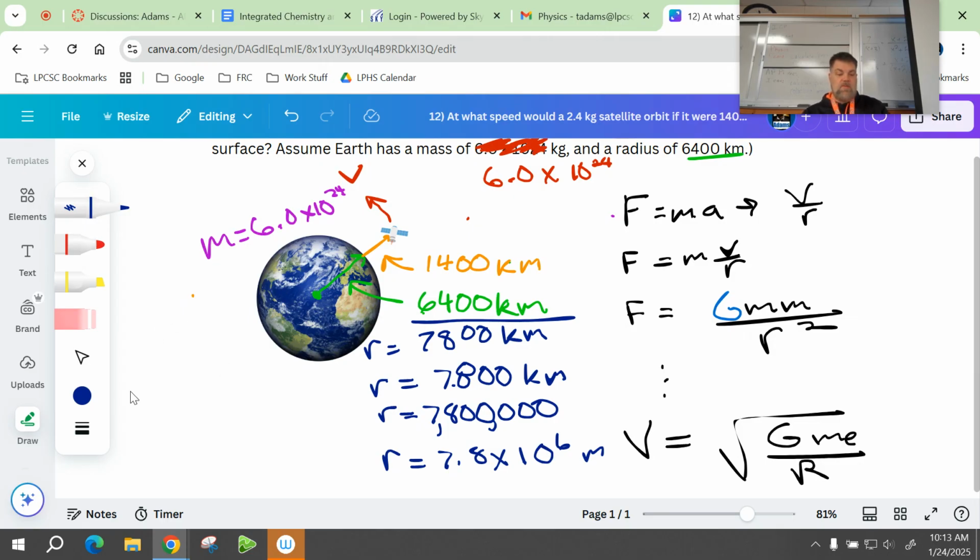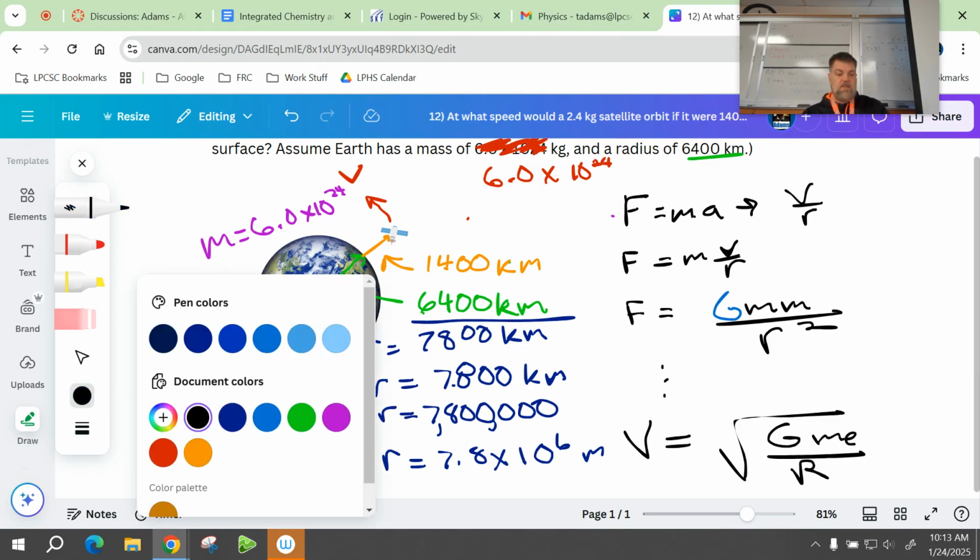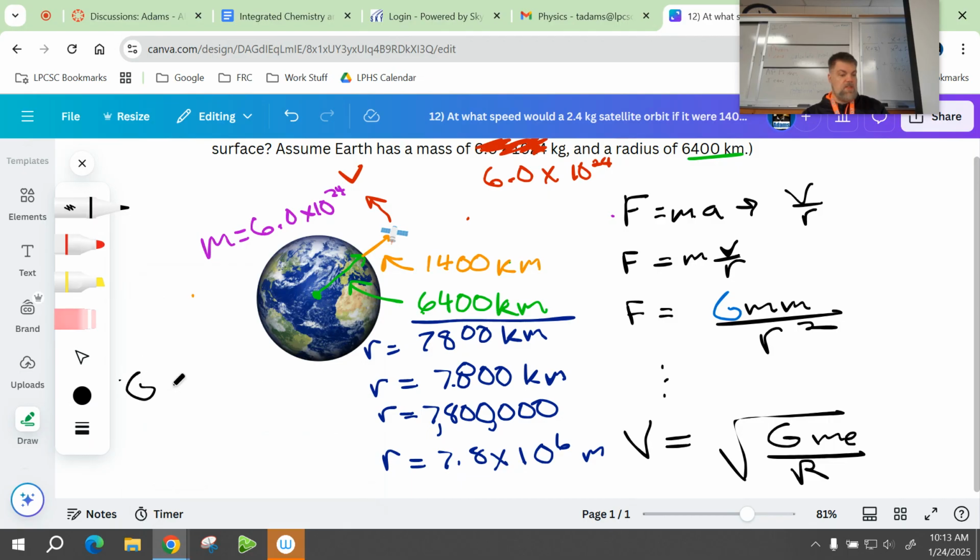And the gravitational constant G, and you should have this in your notes, is equal to 6.67 times 10 to the negative 11. Okay? I'll give you guys a second to process that.